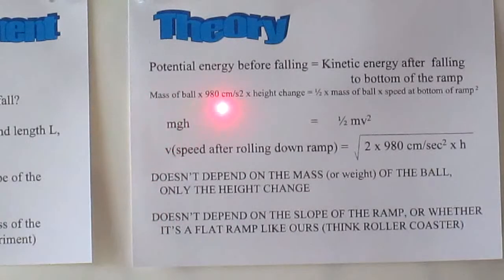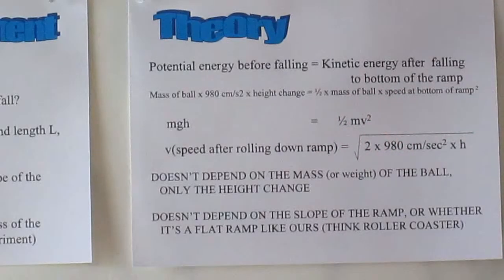the mass of the ball times this gravitational constant, 980 centimeters per second squared, that's an acceleration of gravity, times the height change in centimeters, which we're going to measure, is equal to 1/2 of the mass of the ball times the speed of the ball at the bottom of the ramp squared. So in equation form, that's m, the mass of the ball, times g, the acceleration of gravity, times h, which is the height difference the ball falls through, is equal to 1/2 mv squared, where v is the speed of the ball at the bottom of the ramp.